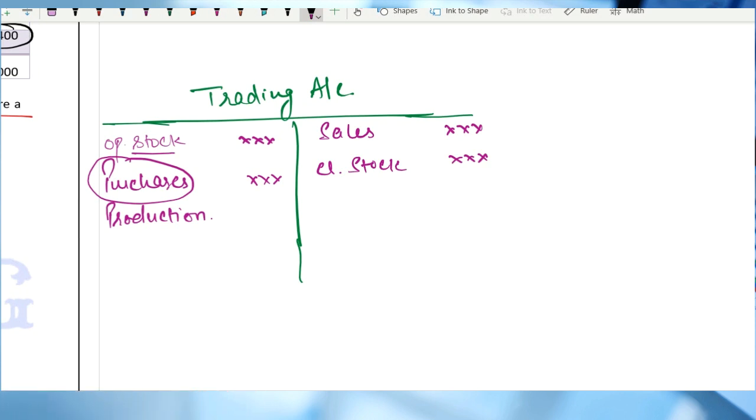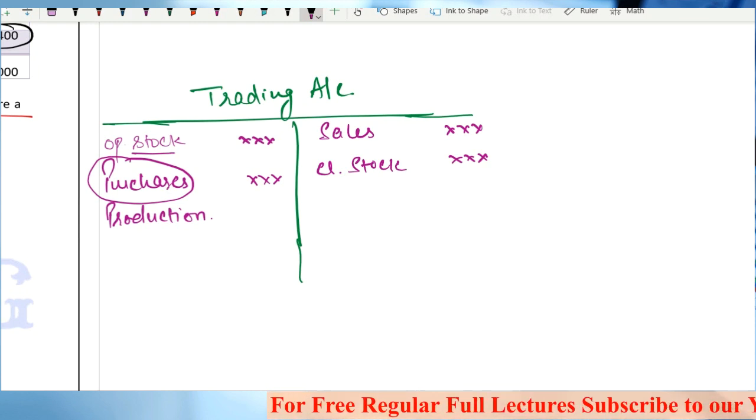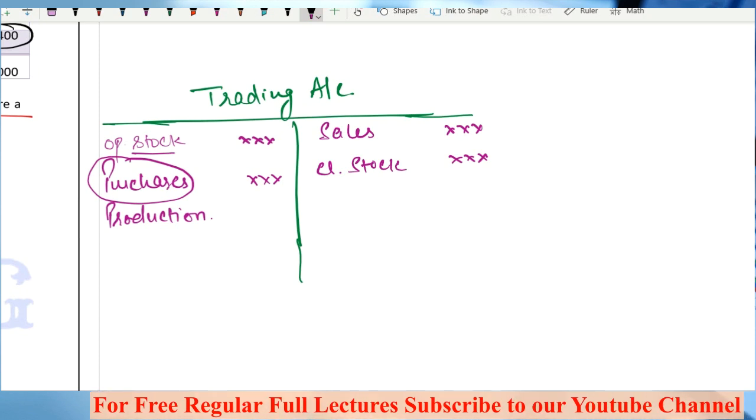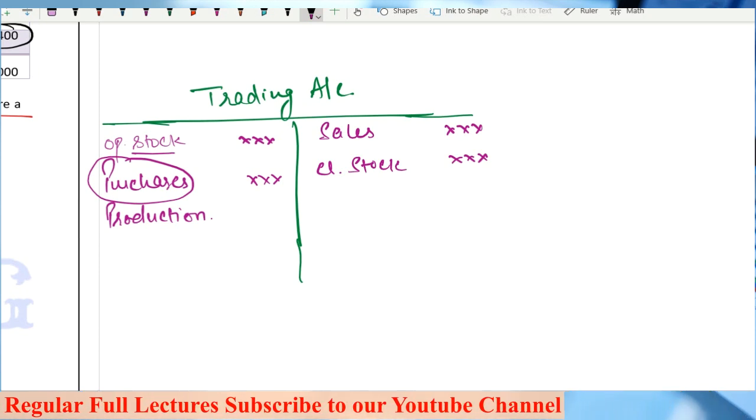For a manufacturer, opening stock will be there, instead of purchases. He will be manufacturing it. He will be producing that good, right? So I will take production. Then I will take sales and the closing stock.